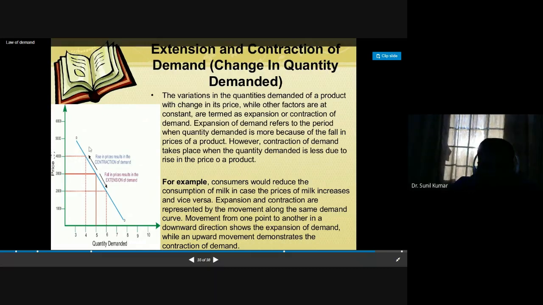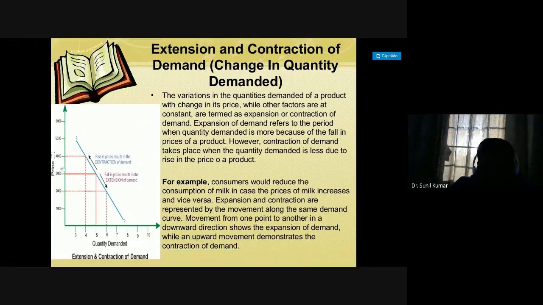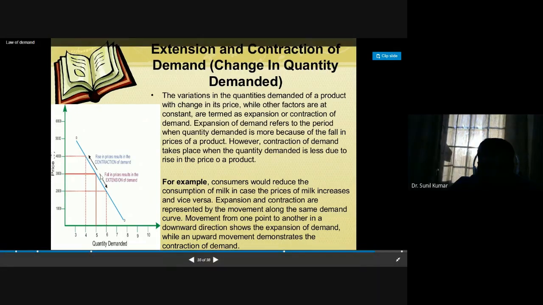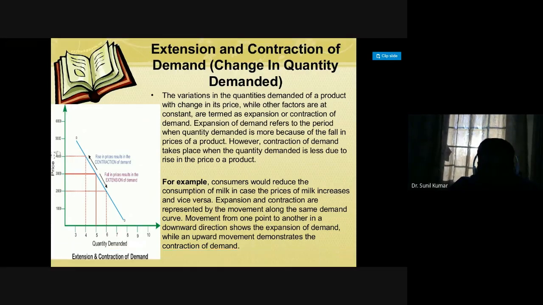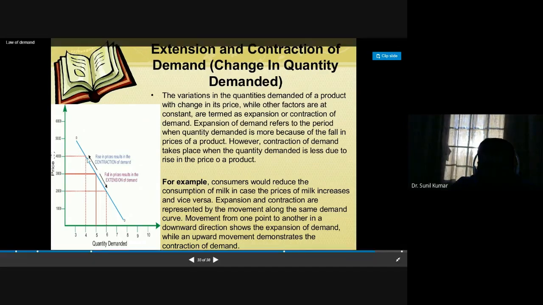And what will happen when prices go down, when we come to 200? Mostly it was selling at the price of 300, but when the price goes up to 400 or down to 200: if it goes up to 400, people will demand less, and that is the situation of a rise in price resulting in the contraction of demand. And when the price goes to 200, ultimately the quantity demanded will increase, and it extends because of the fall in price.